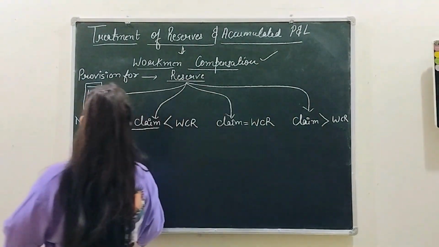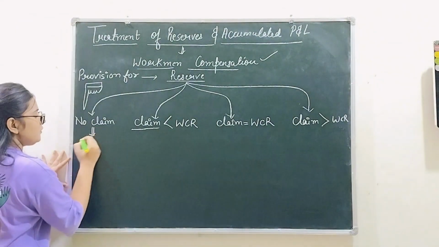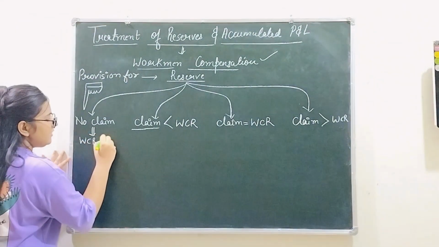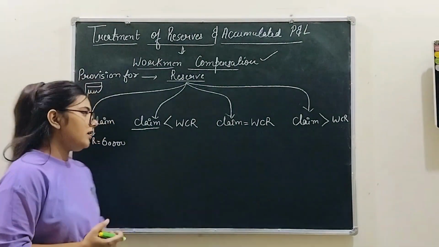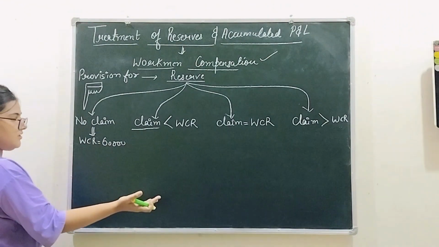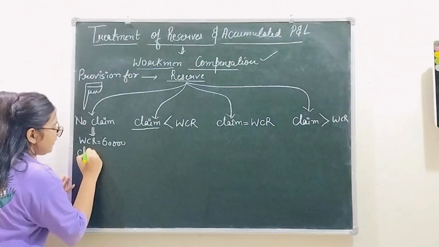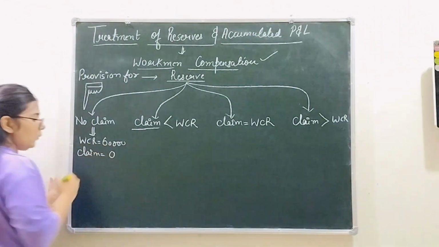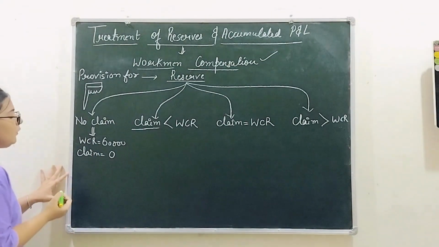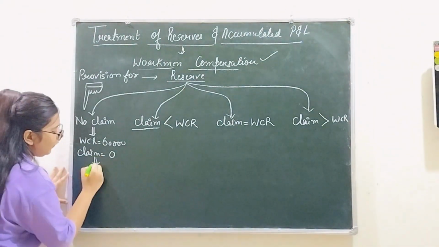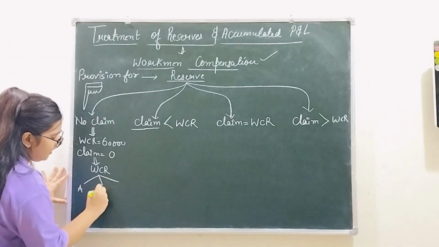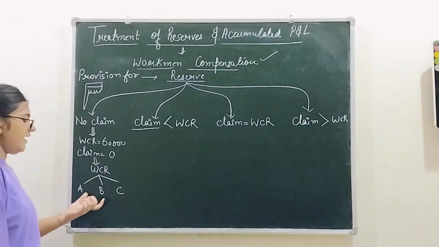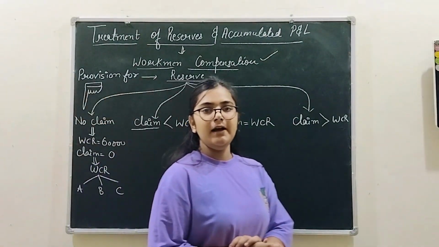Now let's understand when there is no claim. Let's suppose your WCR is 60,000. This I am taking as a vague situation. So your workmen compensation reserve is 60,000 and your claim is 0. That means there is no claim. So what are you going to do? You are simply going to divide this workmen compensation reserve among your partners. Let's suppose there are three partners A, B and C, right?